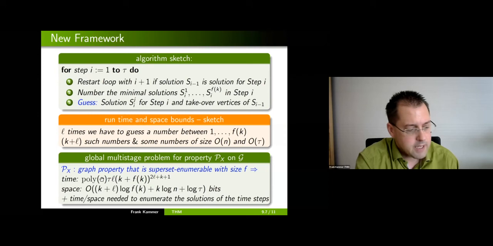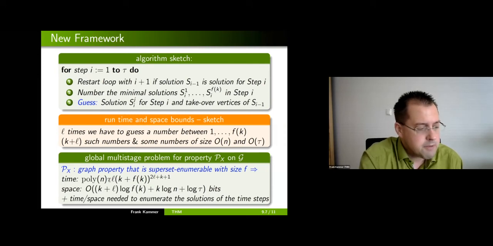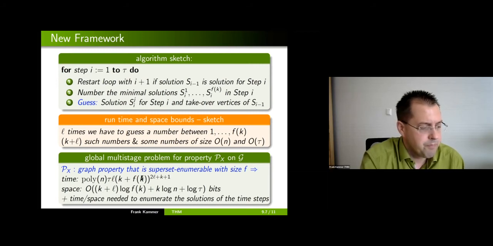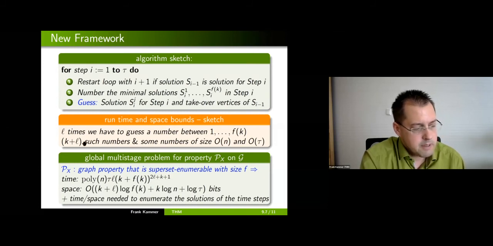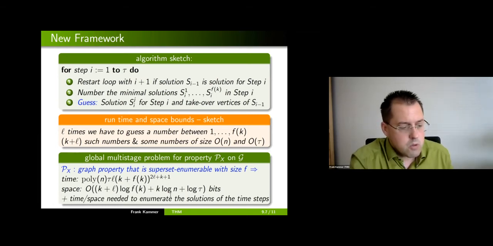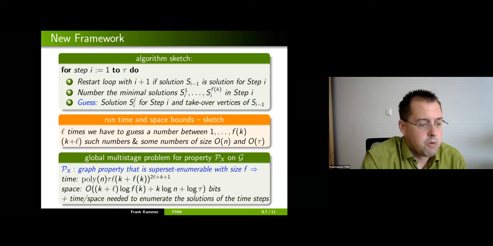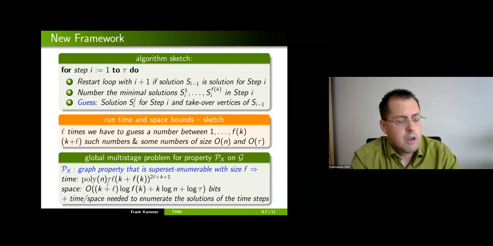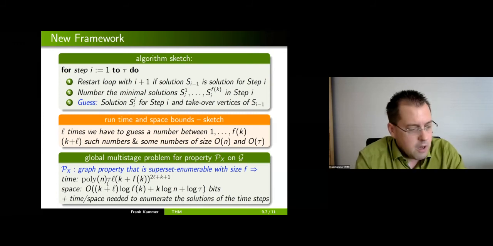And from this observation, now we very simply come to our runtime. We do the verification and iterate over all graphs, and then we do the guessing L times from some number f of k. And the space bound also is very simple. If you store that many numbers of size f of k, then we have this space bound here to store a solution and to iterate over the different time steps. So this is our framework very shortly.